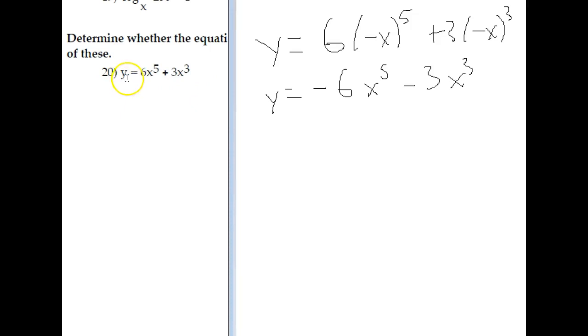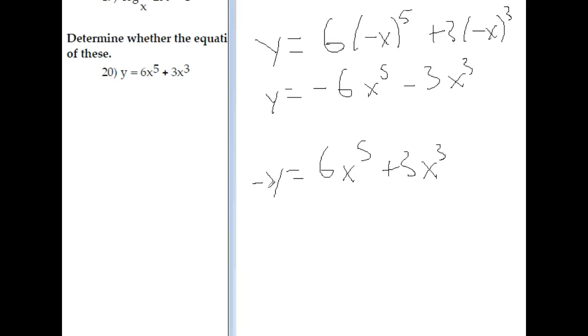Now with the x-axis, you plug a negative y in everywhere there was a y, and see if you get something equivalent back. So you have a negative y, and everything over here stays the same. Now, if this was the same as the first equation, it's symmetric with respect to the x-axis. And this is a different equation. It's got a negative on the left side, so it's not the same. So we do not have symmetry with respect to the x-axis.